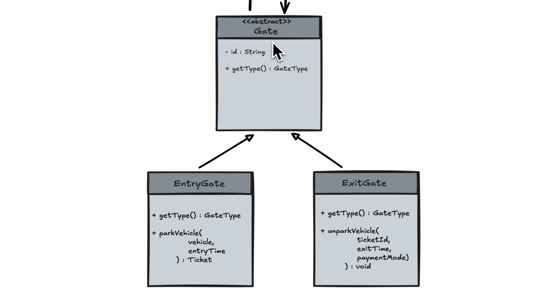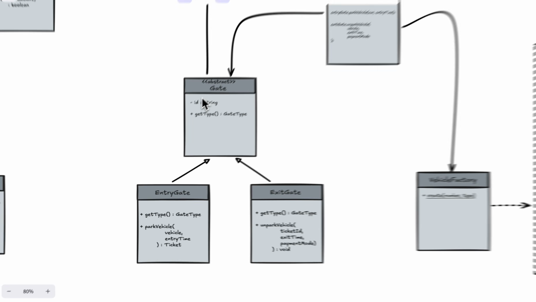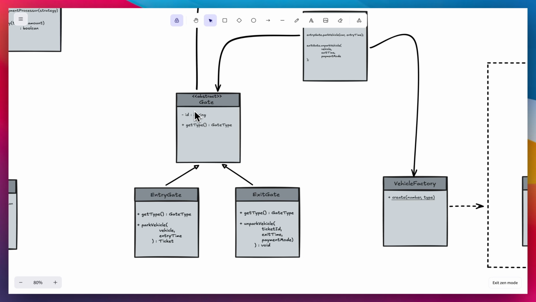Now coming to the gate. I've created one abstract gate class which will have all the common attributes of entry and exit gate placed over here. And this entry gate will have a function called park vehicle. It will take the vehicle, it will take the entry time, and it will give the ticket. The actual logic of this park vehicle will be placed into the parking lot class. Here we would not have the logic. This is just, you can say, controller type of stuff.